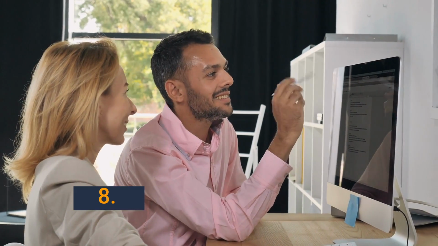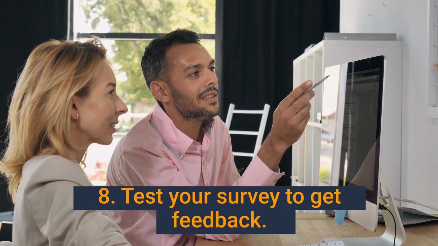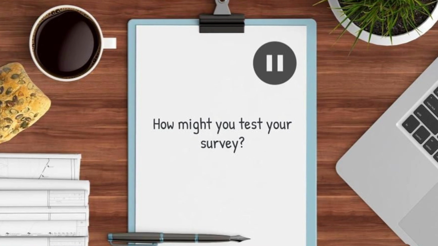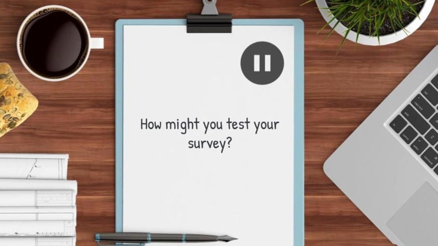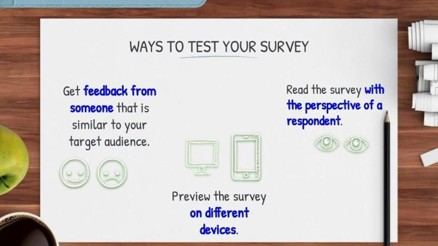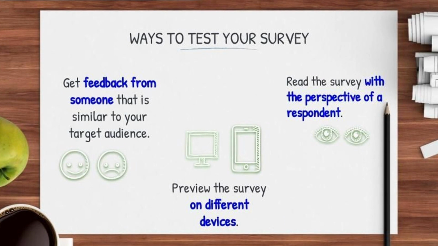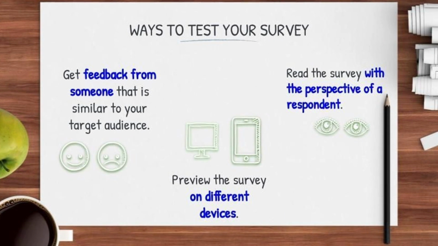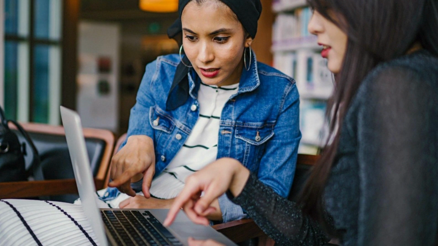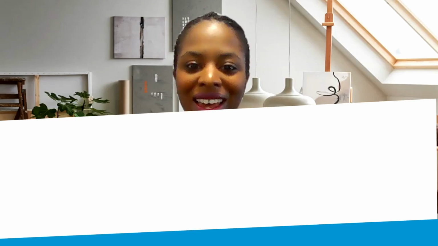Eight, test your survey before sending it out on a wider scale. What are some ways that you might test your survey? Ways to test the survey include getting feedback from colleagues, viewing the survey on different devices, and looking at the survey from the point of view of a participant. By testing out your survey in advance, you'll discover ways to improve the wording of your questions or answers and resolve any technical problems.